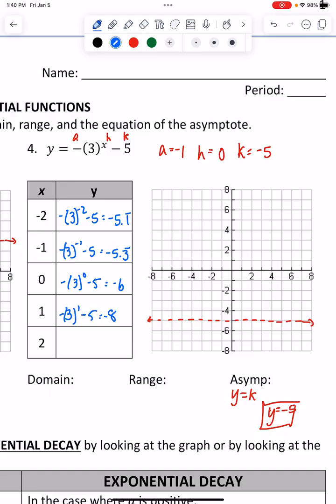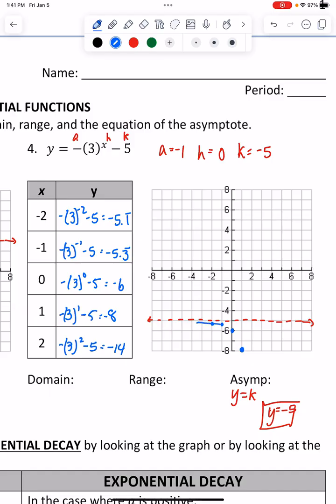And if we plug in 2, that's going to give us negative 14. Okay? So, plot these points. Negative 2, comma, negative 5.1 repeating. So, negative 2, and then just a touch below negative 5. Negative 1, negative 5.3 repeating. So, again, just a touch below that. 0, negative 6. 1, negative 8. And then 2, negative 14 won't fit on that graph, so we'll just leave it off there.